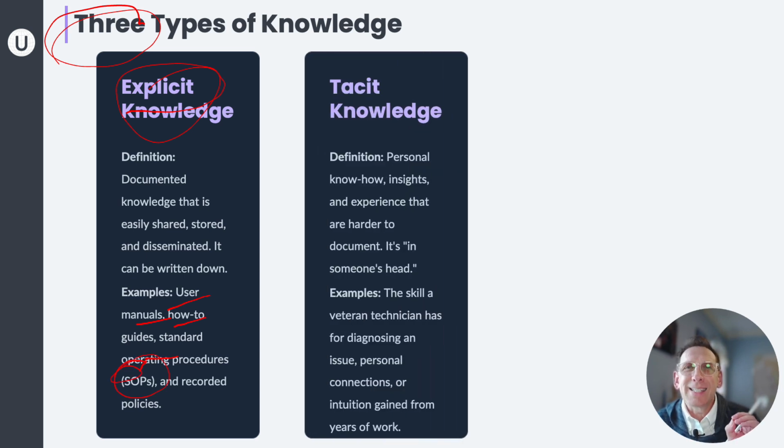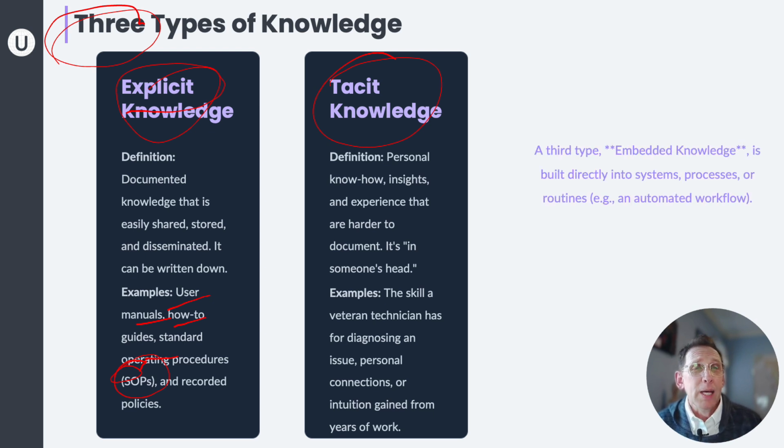The next type is called tacit knowledge. This is personal know-how, insights, experience that somebody has that are really harder to document. It's all in someone's head. You can't necessarily write it down. Some examples are the skill that a veteran technician has for diagnosing an issue. There are also personal connections, or intuition that is gained from years of work.